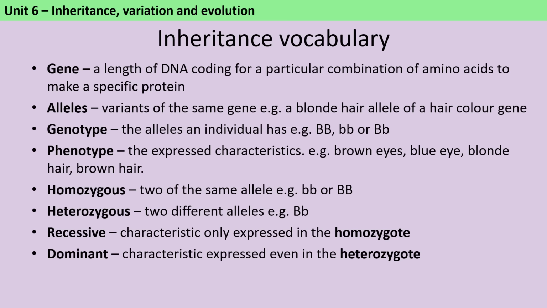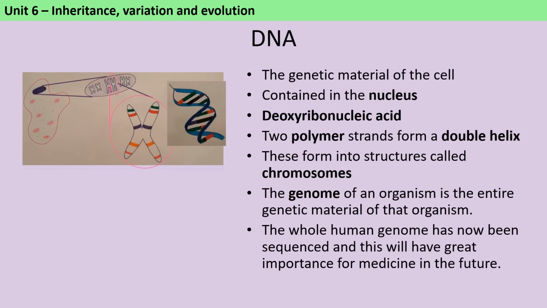So this would be something like brown hair, where even if you only have one allele, we still see that characteristic being expressed. The genetic material of a eukaryotic cell, like a human cell, is contained in the nucleus. This genetic information is made of a chemical called deoxyribonucleic acid, or DNA for short. DNA is an incredibly long molecule made of two connected chains that form a double helix, a sort of spiral staircase. These long pieces of DNA are wound up into little structures called chromosomes. When we talk about the genome of an organism, we mean the entire genetic material of that organism, the sequence of all the genes and also the intermediate pieces of DNA that don't code for proteins.